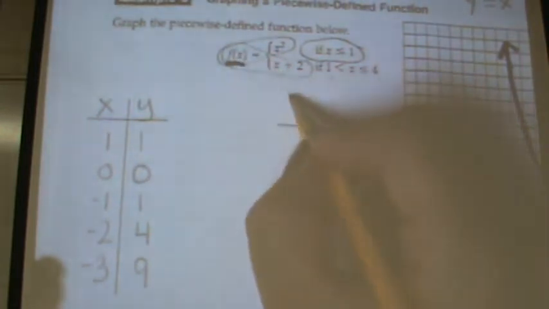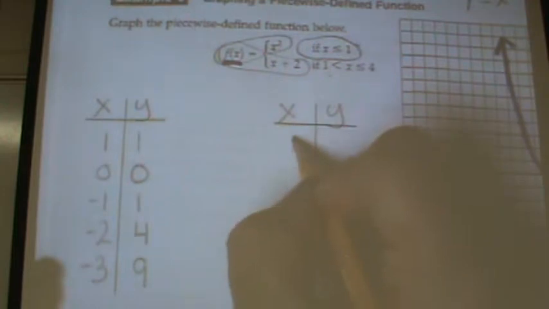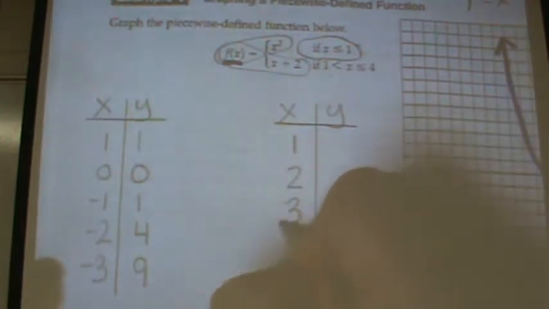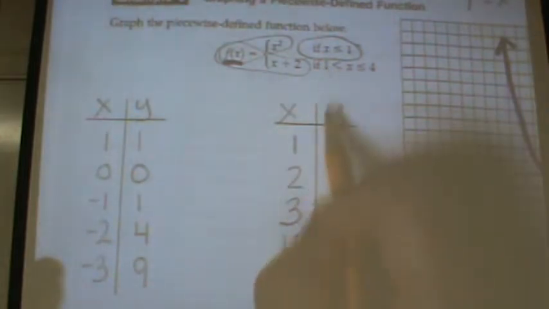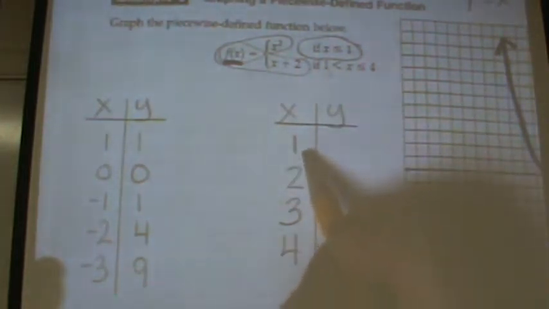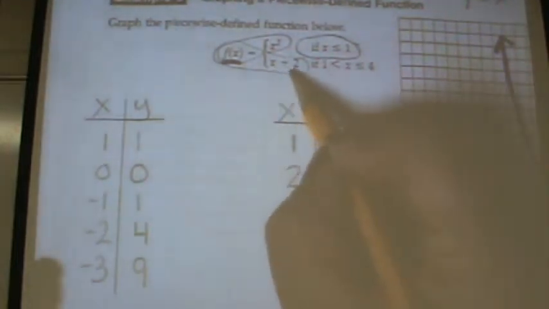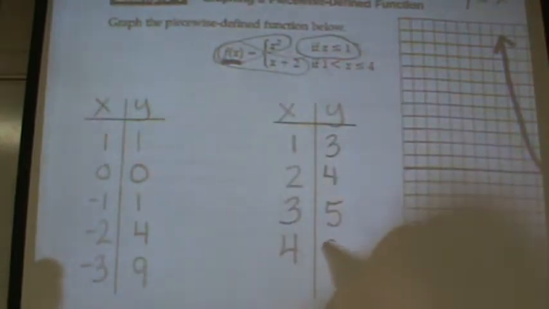Now, what about the second function? F of x is equal to x plus 2. I'm going to first put 1, then 2, then 3, then 4. But make sure when you plot that point, it's an open circle, not a closed circle. So if you were to put 1 in here, 1 plus 2 is 3. 2 plus 2 is 4. 3 plus 2 is 5, and 4 plus 2 is 6.